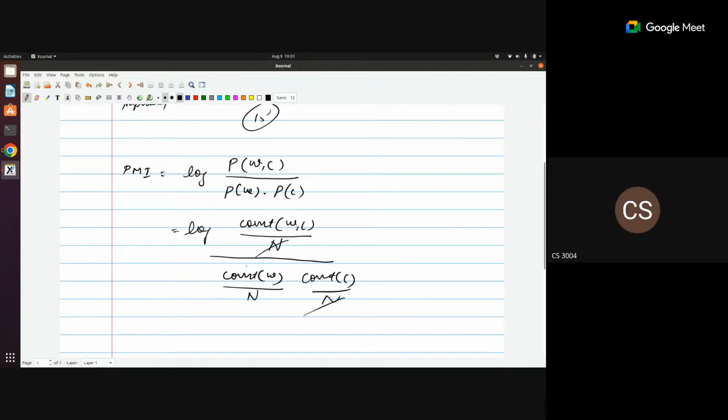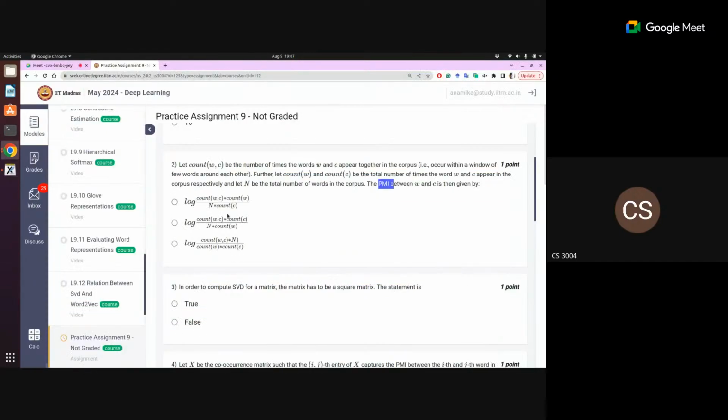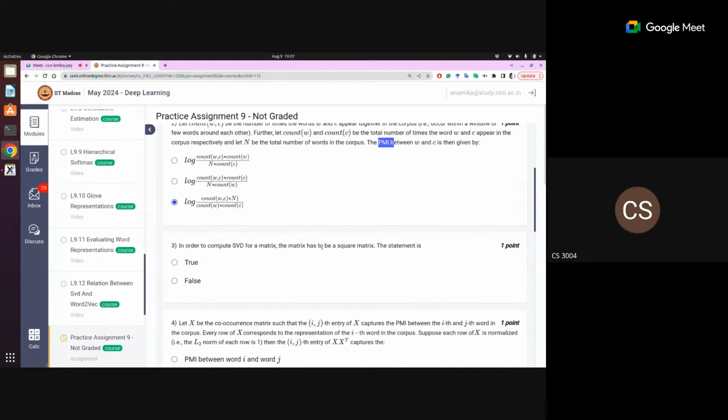So that's what we get, and that will be equal to, N goes up, so it comes out to be count(W,C) multiplied by N divided by count(W) count(C). So this should be the alternate form of the formula. You can use either of these formulas. Since we are given counts, this should be the correct formula, which is C, right? Yeah. Okay. That's the correct answer.